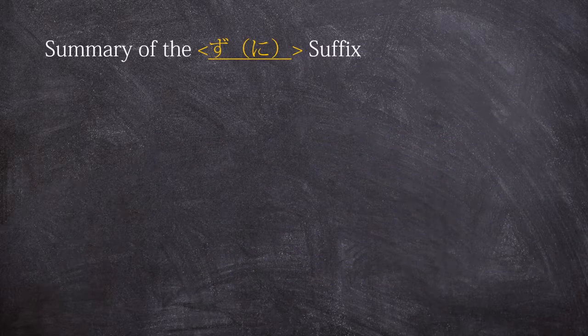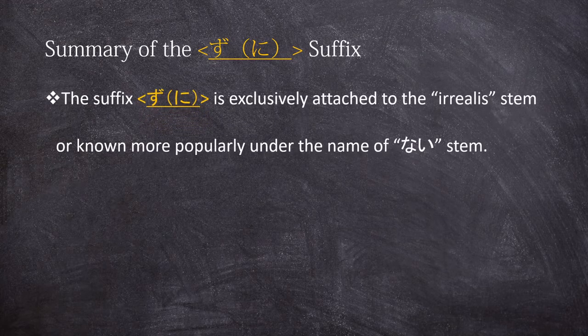Now, what do we need to know about zu ni before we dive in deeper? Well, like all of the suffixes in the Japanese language, it requires a stem to function properly, and for zu ni, that is the irrealis stem, known more popularly as the nai stem, which basically means that you need to know how to form negatives out of verbs.